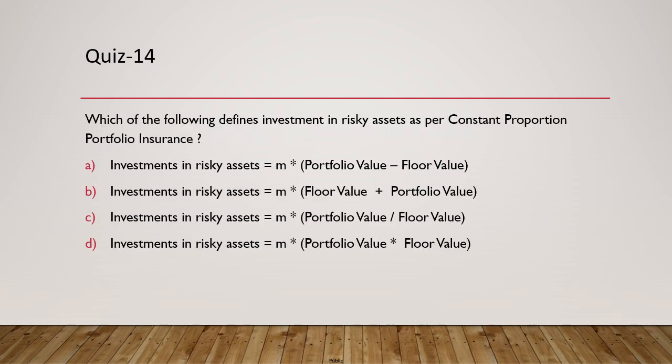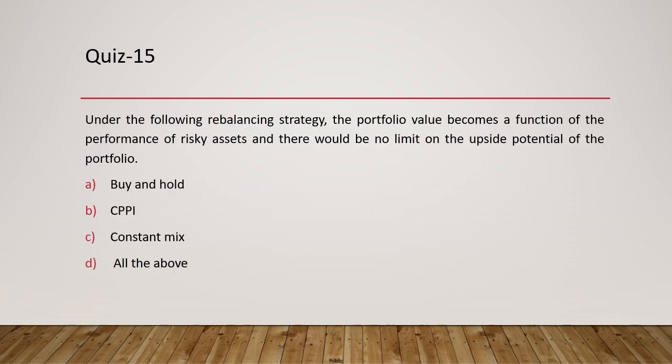I have not spent much time here because it's more of a formula. Which of the following defines investment in risky asset as per CPPI? So the formula is straightforward, which we have discussed many times in this video: portfolio value minus floor value multiplied by M. M is the multiplier, or the leverage that you want to take. Question number 15. Under the following rebalancing strategy, the portfolio value becomes a function of performance of risky assets, and there would be no limit on the upside potential.